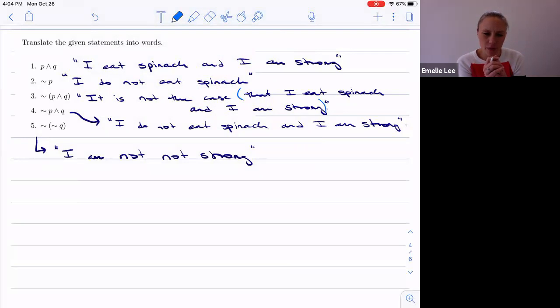Oh, and then for number 3, looking at Zach's question here, the statement includes all the cases where they are not both true. So you could still be strong or eat spinach, but not both. So for number 3 here, you have to be the opposite of P and Q, which is not the same as P or Q, or not P or not Q. So those aren't the same.